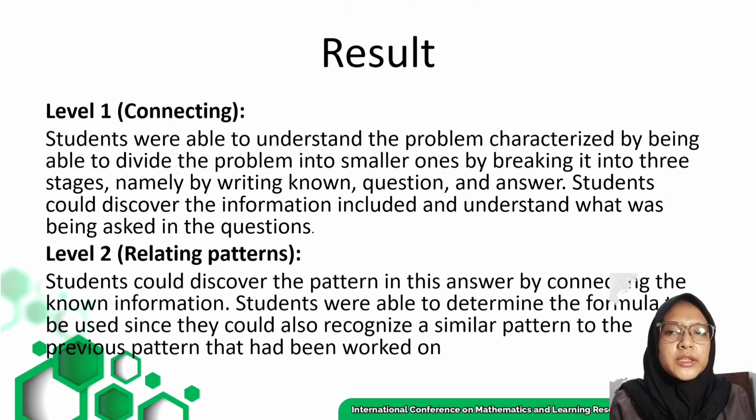Level 2, relating patterns. Students could discover the patterns in the answer by connecting the known information. Students were able to determine the formula to be used since they could also recognize a pattern similar to the previous pattern that had been worked on.